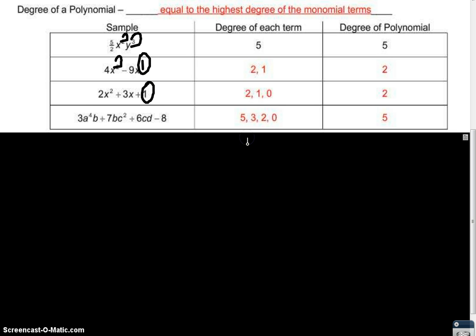Let's look at a polynomial. So here I have a to the fourth b, even though there's not an exponent, still to the first. So the degree of that term is 5. The degree of the second term is going to be 3, then 2, and again my constant is going to be 0. So the highest degree in those terms was 5. So that's the degree of the polynomial.